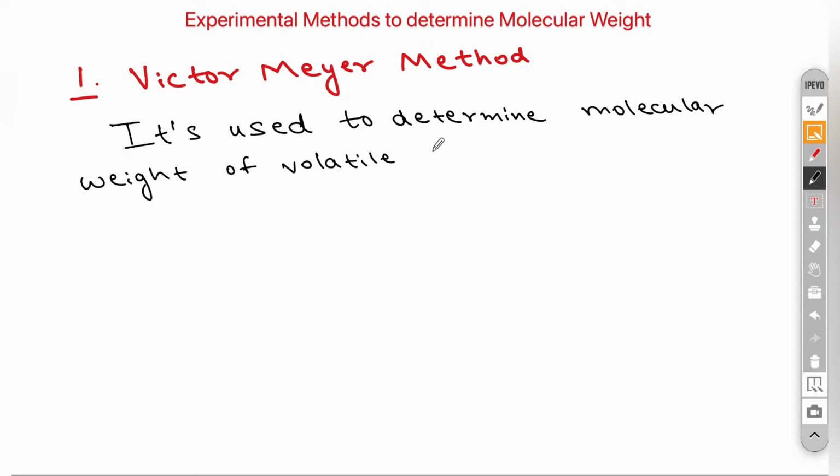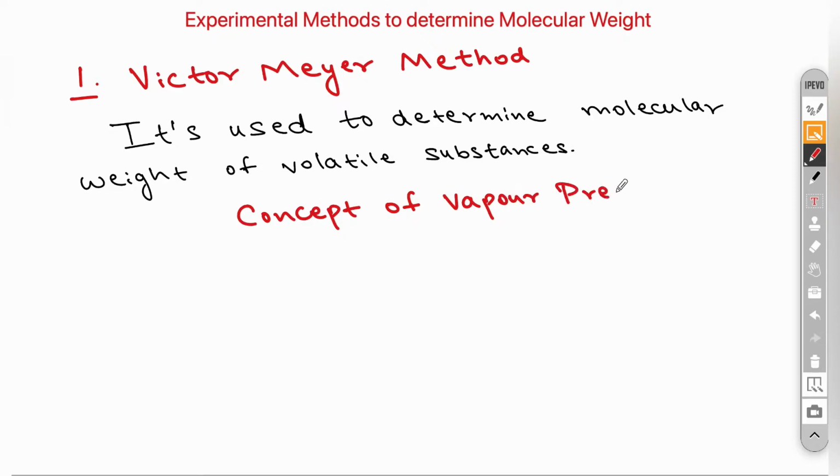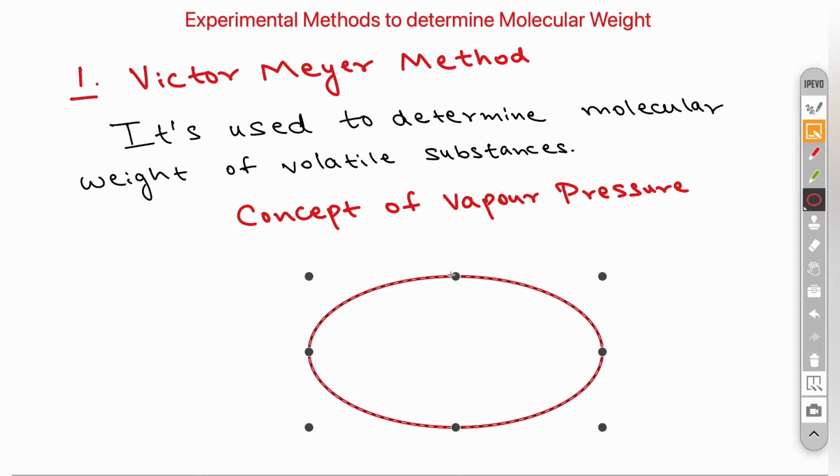You know what volatile substances are? Substances which vaporize easily at room temperature are volatile substances. Also, the concept of vapor pressure. We'll discuss vapor pressure so we better understand the Victor-Meyer method.